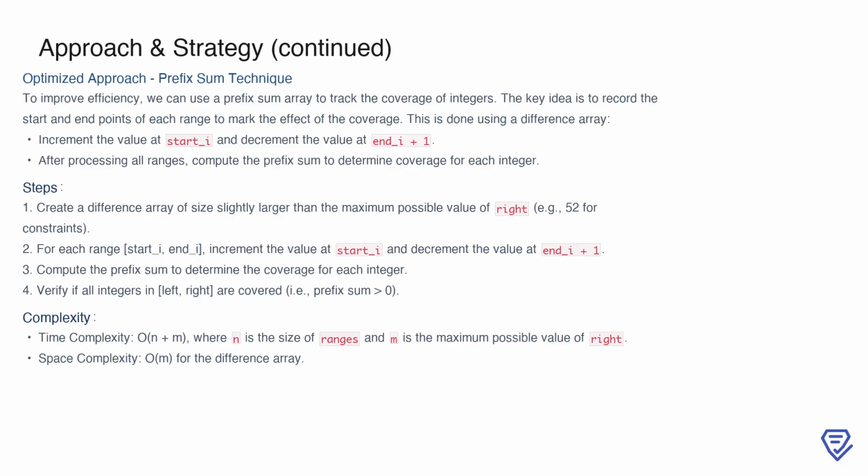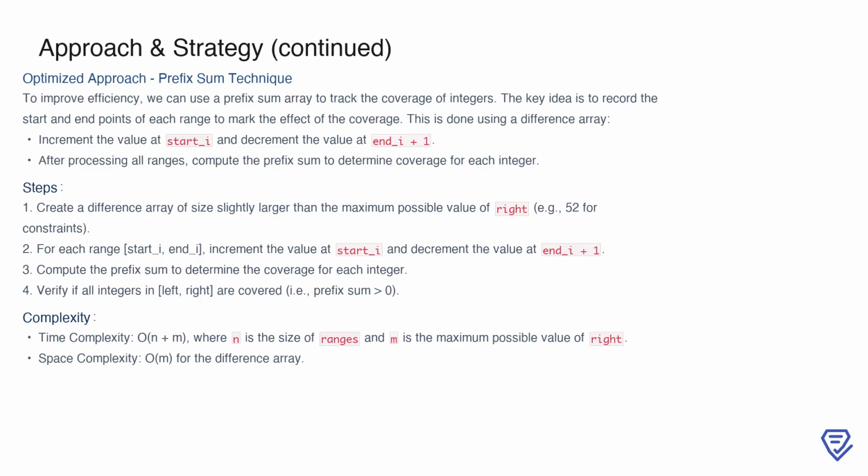After processing all the ranges, we compute the prefix sum of the array to determine the total coverage for each integer. In practice, this means creating a difference array that is slightly larger than the maximum possible value of right, for example, 52 based on the problem's constraints. For each range, start_i, end_i, we update the difference array by incrementing at start_i and decrementing at end_i plus 1. Once all ranges are processed, the prefix sum of this array tells us the coverage at each position.